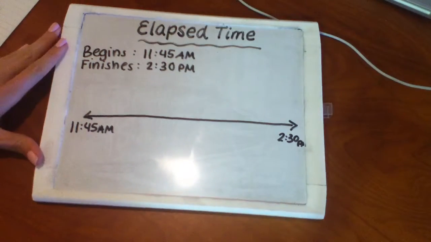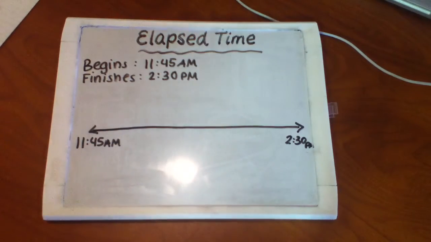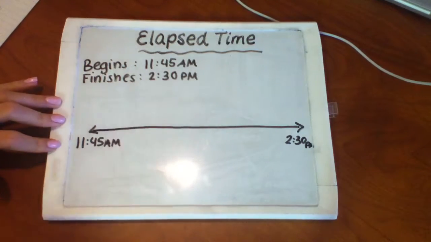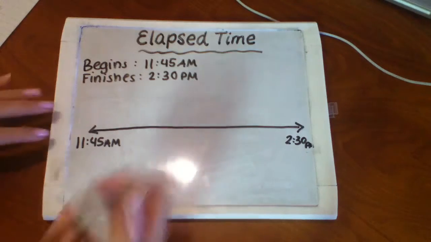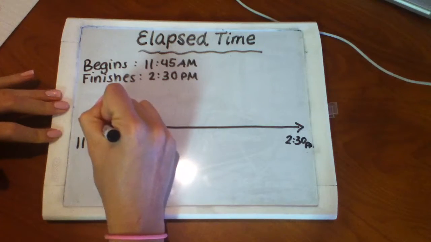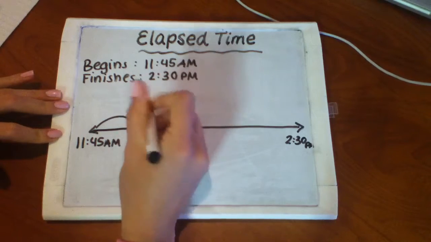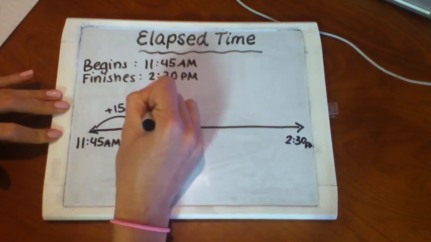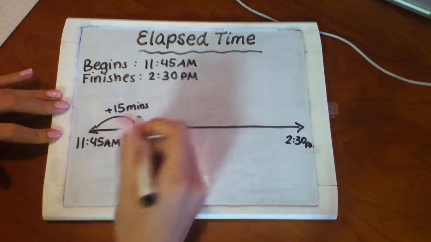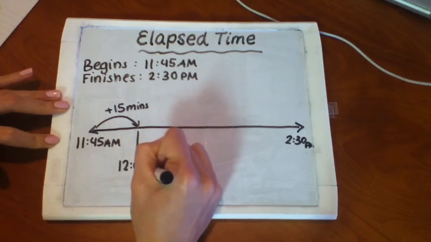And the way that we do this is we're going to use arrows to jump to our next amount of time. So we want to get to a full 60 minutes, which just like we saw before is to noon. So to do that, we just need to jump 15 minutes. So I'm going to use a small arc showing that I'm jumping plus 15 minutes. And there, the new time is going to be 12 p.m.